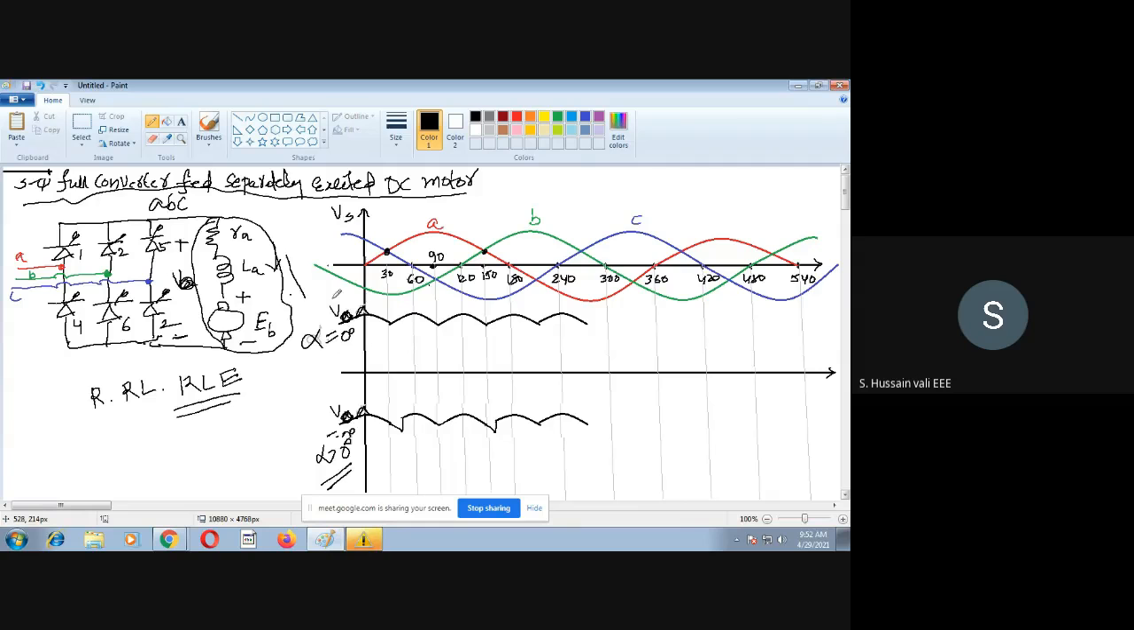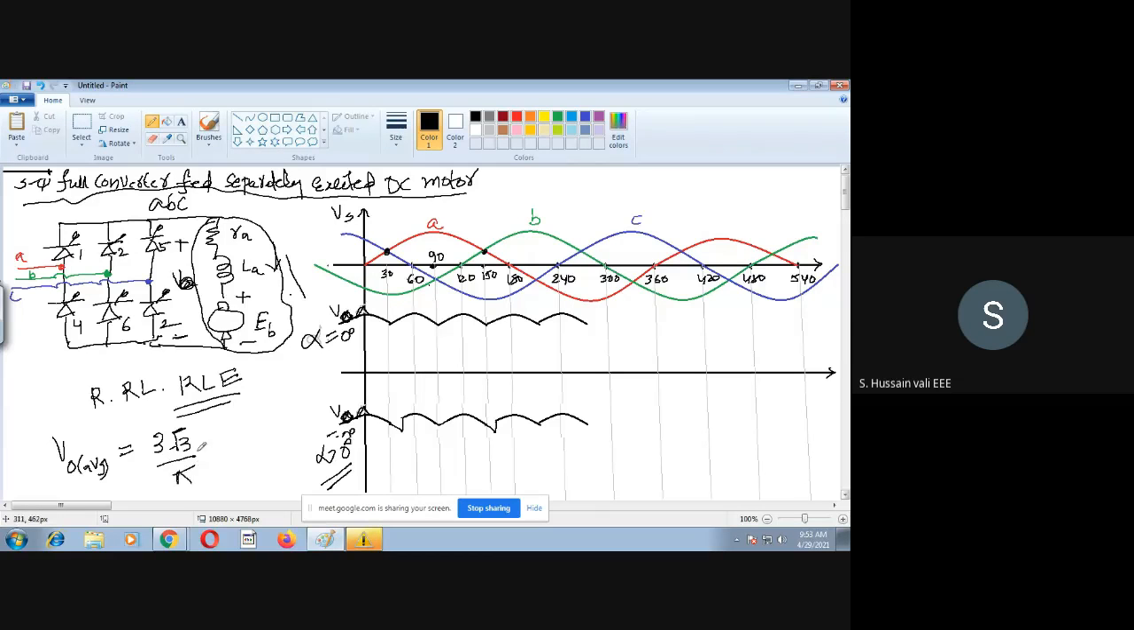One more thing: I will directly give the result without doing the derivation. I'm leaving the derivation of the average voltage to you, because as of now we have gone through these derivations for different converters. From that knowledge, you find the time period, and from the time period you can do everything. I'm not doing the derivation here, but I'm directly writing the answer here.